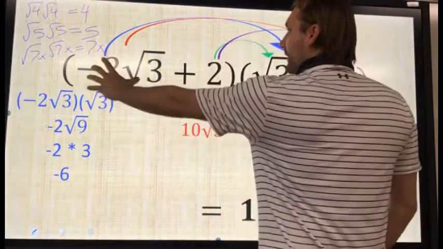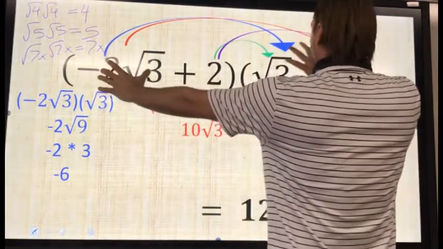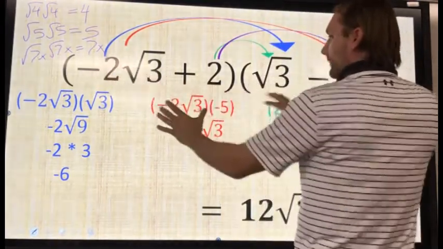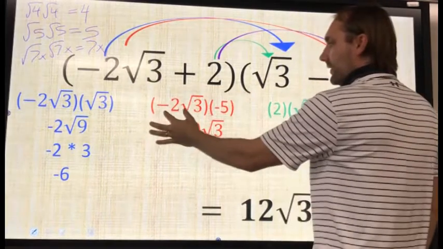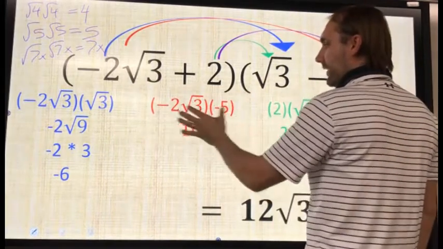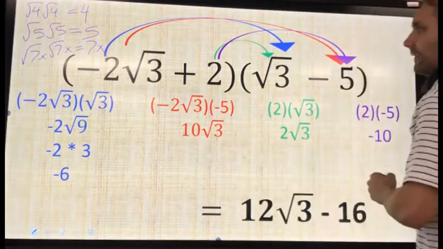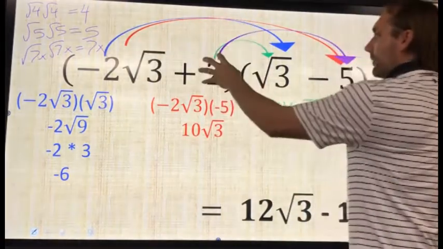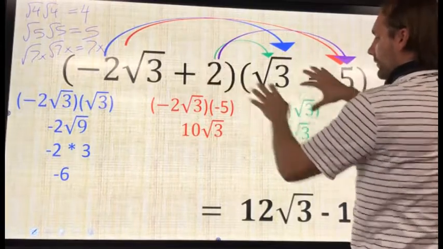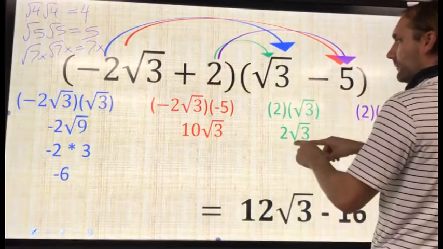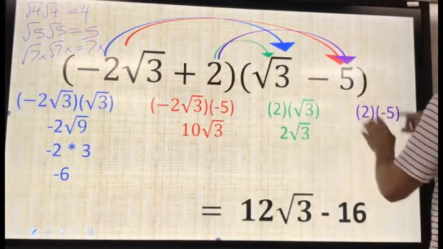Now let's go back. Negative 2 square root of 3 times this other number, negative 5. Look at the coefficients. Negative 2 times negative 5 is a 10 square root of 3. That takes care of this. Now I need to multiply this by each of these. 2 times square root of 3 is just square root of 3. And 2 times negative 5 is negative 10.